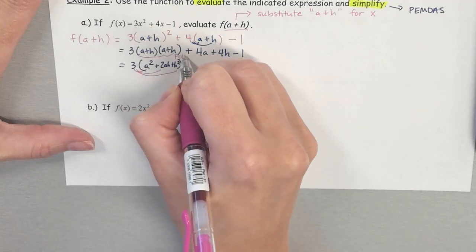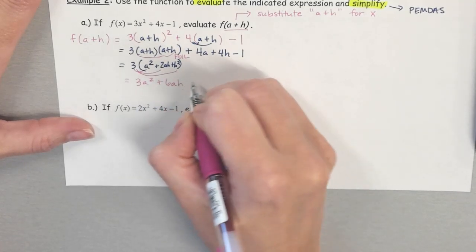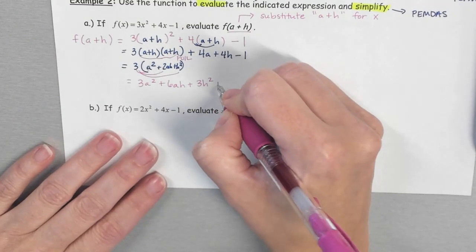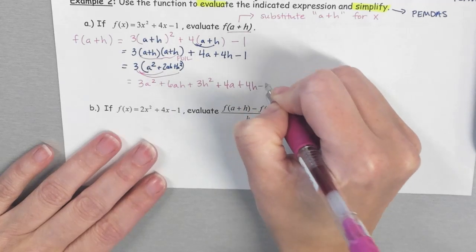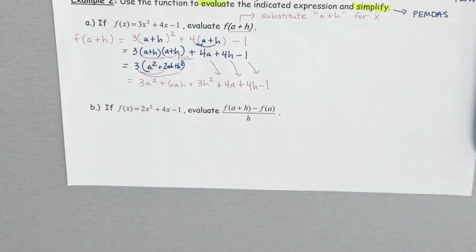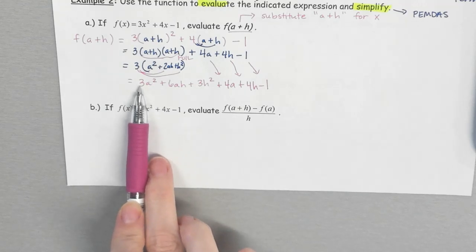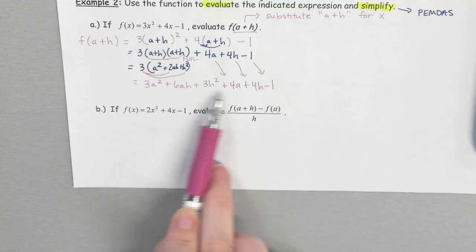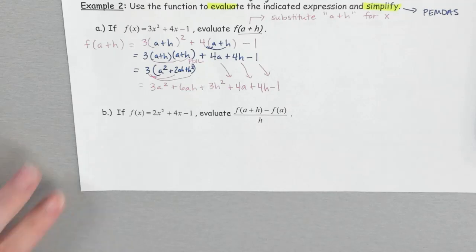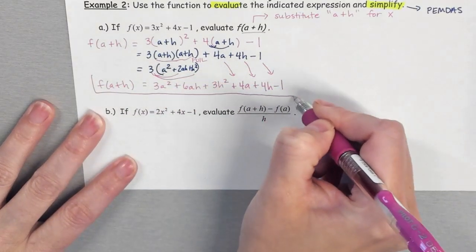Okay, so there you used FOIL. So you'll have 3a squared plus 6ah plus 3h squared. And then we still just have to bring these down, plus 4a plus 4h minus 1. I just didn't write those again. All right, and then let's look for any like terms. Like terms have to be the same variable to the same power. So there's no other a squareds, no other ah's, h squared, ah, and then 1. So I don't have any like terms, so this whole expression is your final answer.